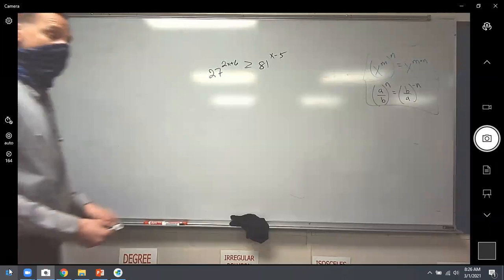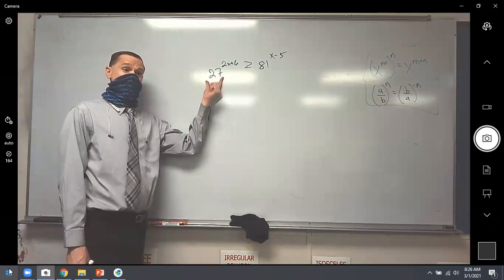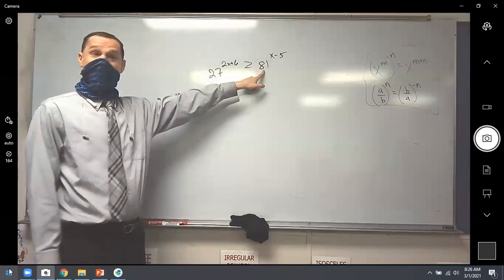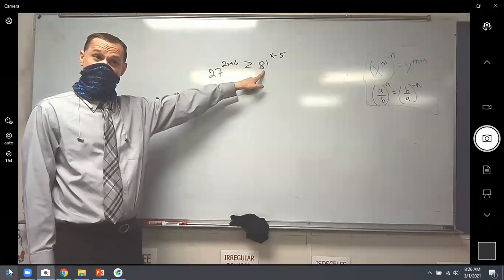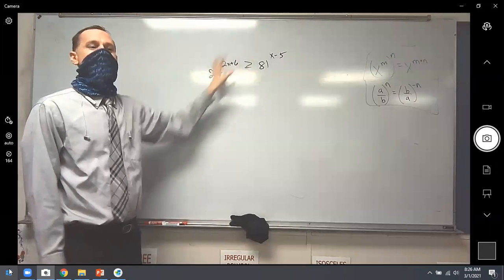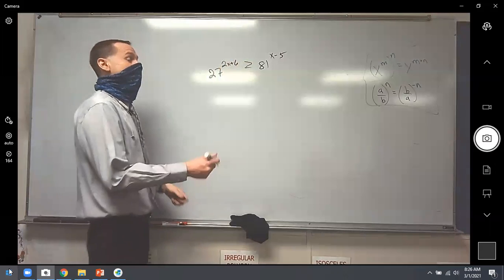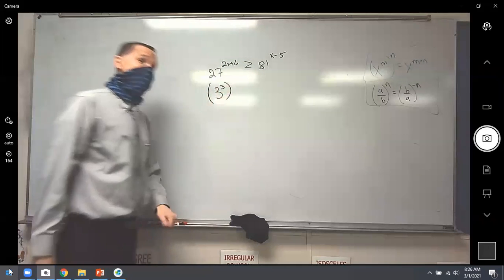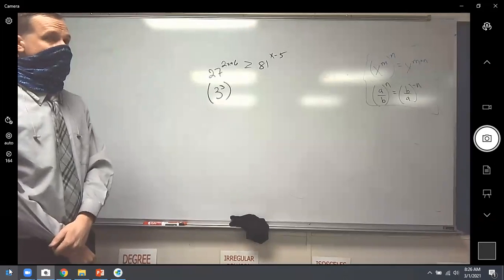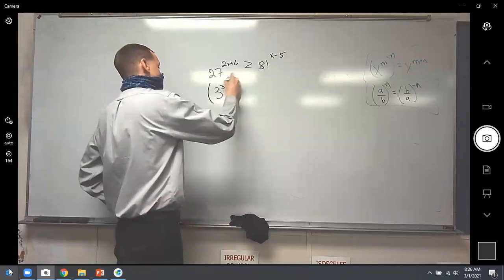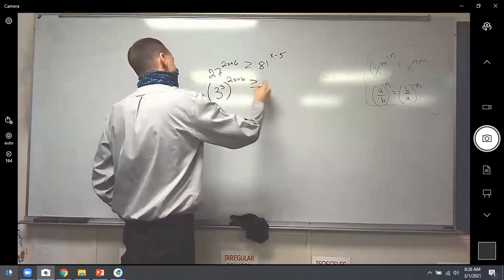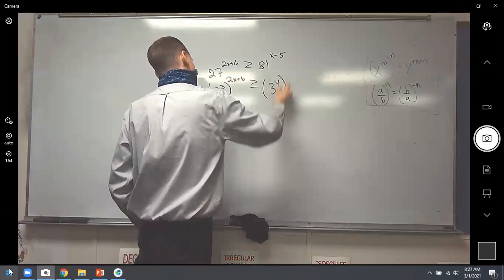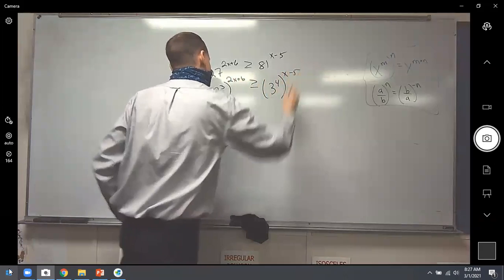3 cubed. So I could write this in terms of 3s. Now, could I write 81 in terms of 3s also? Is 3 raised to some power 81? All right. So I'm going to break these down into 3s. It took a little bit of hunting, but I did find that 3 cubed is 27. And I also found on my little table that 3 to the 4th is 81.